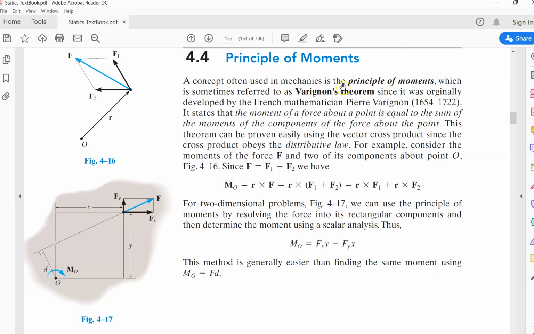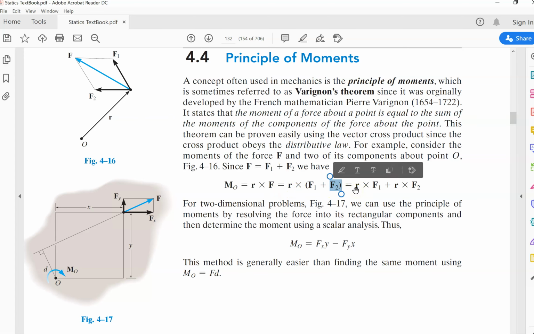A concept often used in mechanics, the principle of moments, is sometimes referred to as Varignon's theorem, since it was originally developed by the French mathematician Pierre Varignon. It states that the moment of the force about a point is equal to the sum of the moments of components of the force about the point. Which means when you have force 1, which is a combination of F1 plus F2, you can find the summation and then solve it, or you can do one by one.